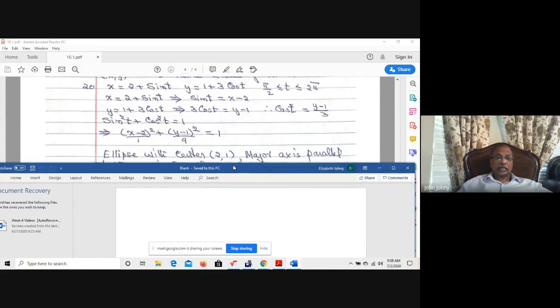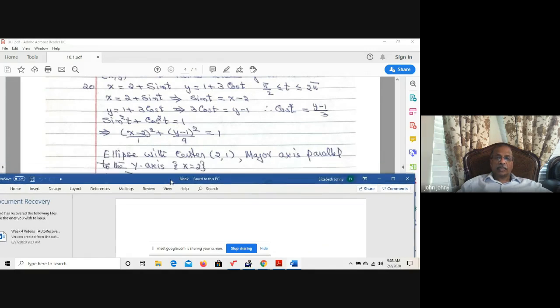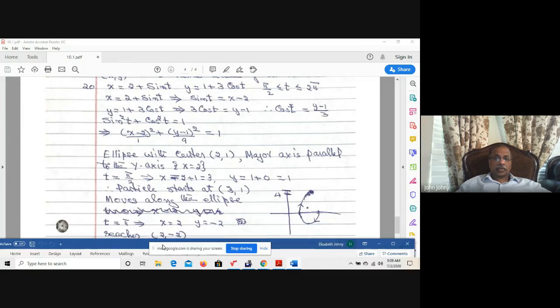This is an ellipse with the center 2, 1, and the major axis is parallel to the y-axis because the denominator of the y term is bigger than that of the x term. So it is an ellipse with the center 2, 1, major axis parallel to the y-axis. In fact, it is x is equal to 2. And now we are thinking about the direction.